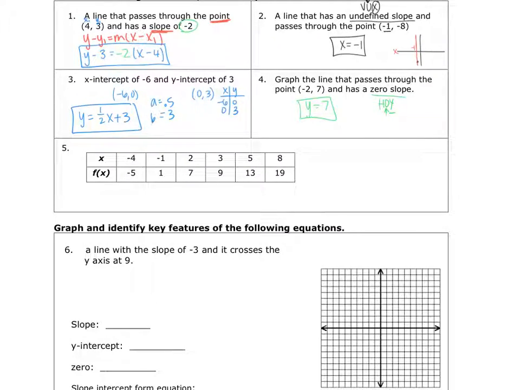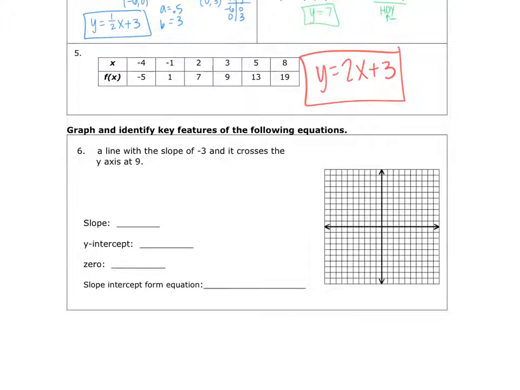Problem 5 is another one that I'm going to put in stat edit. So I have -4, -1, 2, 3, 5, and 8 for my x's, -5, 1, 7, 9, 13, and 19 for my y's. So I'm doing stat calc 4 again, and I get 2x plus 3. If you need a refresher on stat edit, please make sure you talk with your teacher or watch the other review video, which will take you directly through those steps.